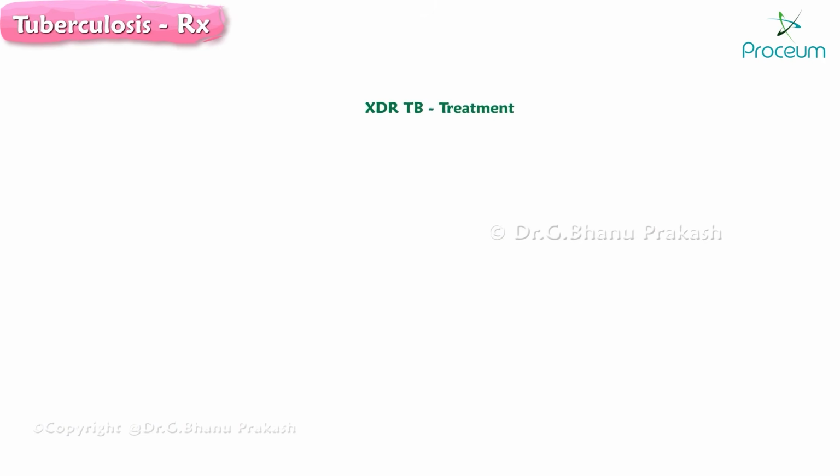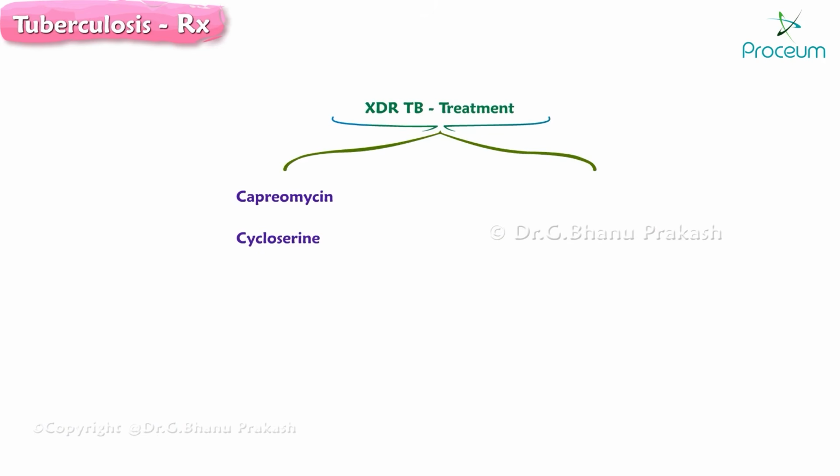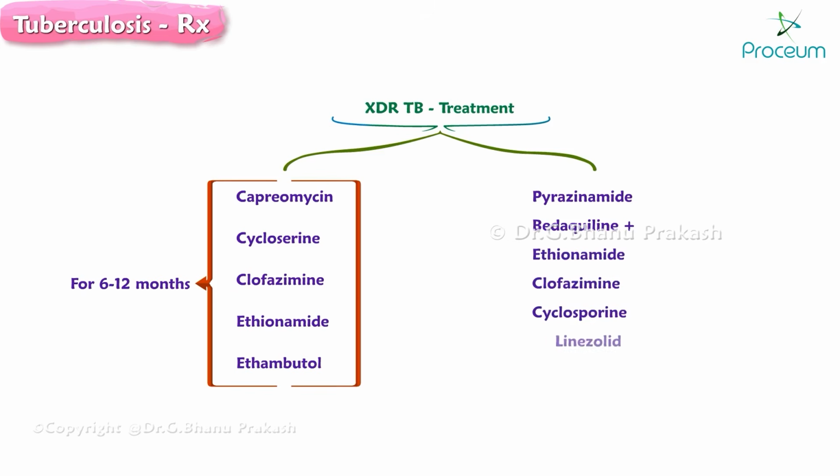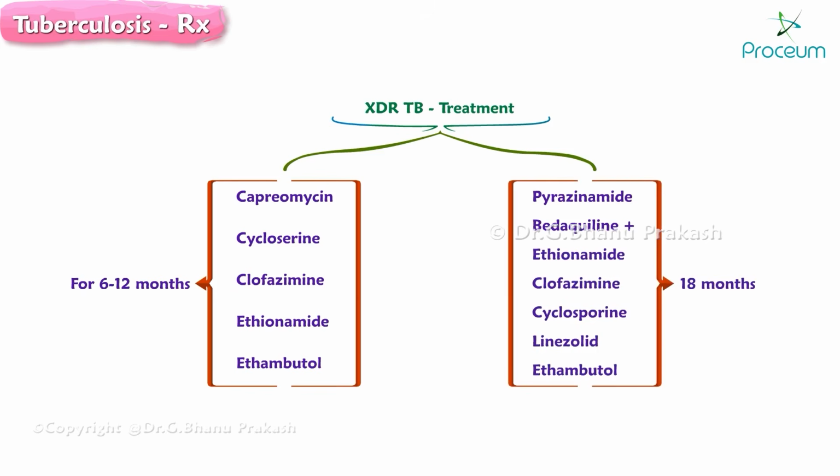Extensively drug-resistant tuberculosis is treated with capreomycin, cycloserine, clofazimine, ethionamide, and ethambutol for 6 to 12 months, or pyrazinamide, bedaquiline, plus ethionamide, clofazimine, cycloserine, linezolid, and ethambutol for 18 months.